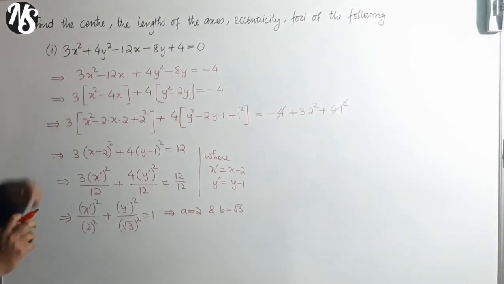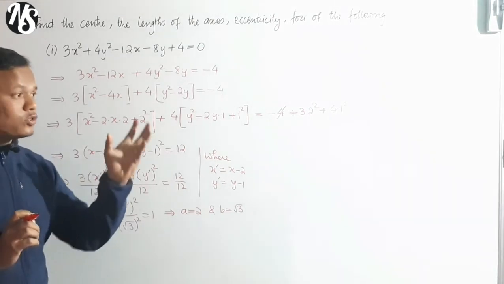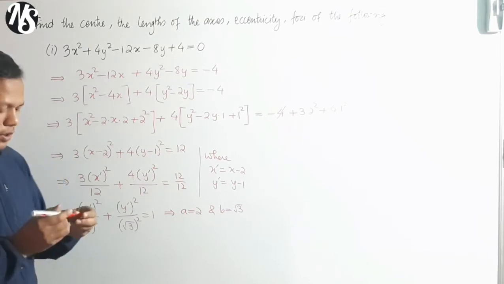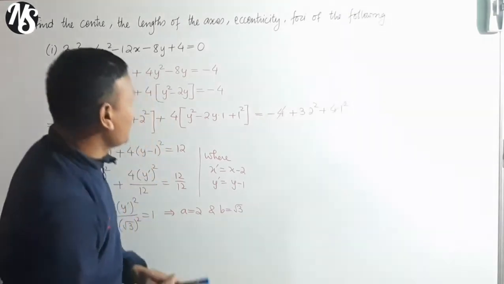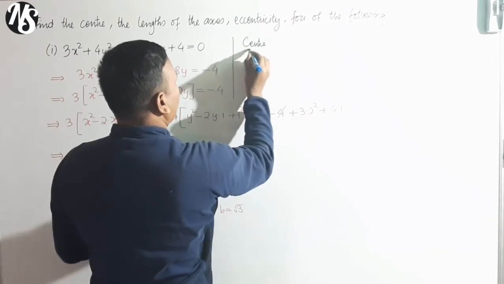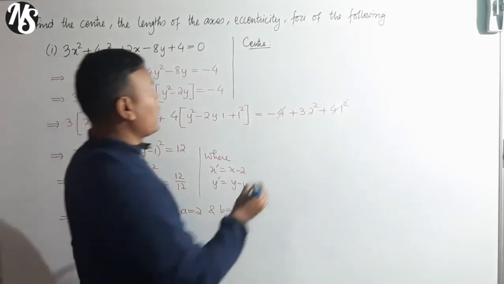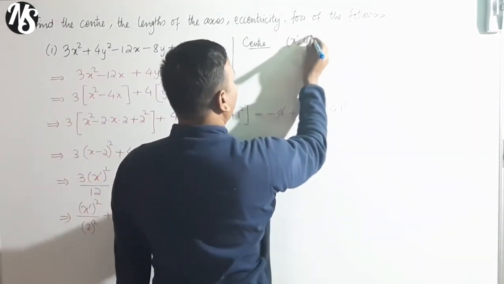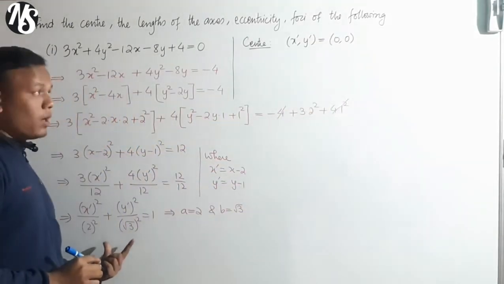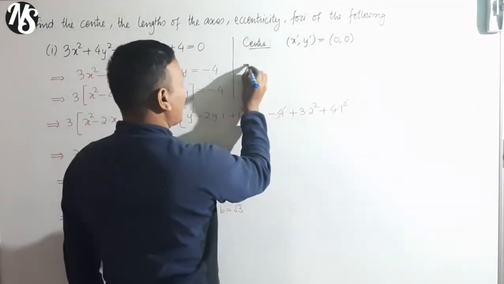Now you are asked to find the center. For any standard form, that is x square by a square plus y square by b square equals to 1, what will be the center? Center will be origin, isn't it? So see here carefully. This time we have x dash and y dash as the variables. So we have center x dash comma y dash equal to 0 0. Now for this kind of equation, this is my standard form, my center will be origin, as you all know. But what is the value of x dash?